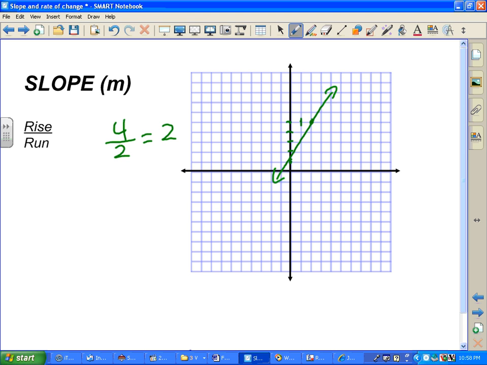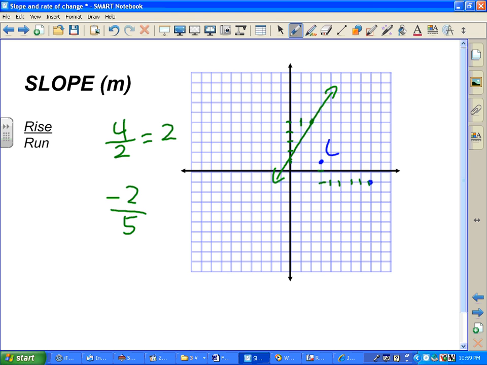Okay? So how do we write this as a general equation? Well, let's put a couple more points on here. Let's go right here. The rise is interesting because it goes down, so we're just going to have to make it negative. So I go down 1, 2. So the rise is negative 2. And the run is 1, 2, 3, 4, 5. Run is 5.